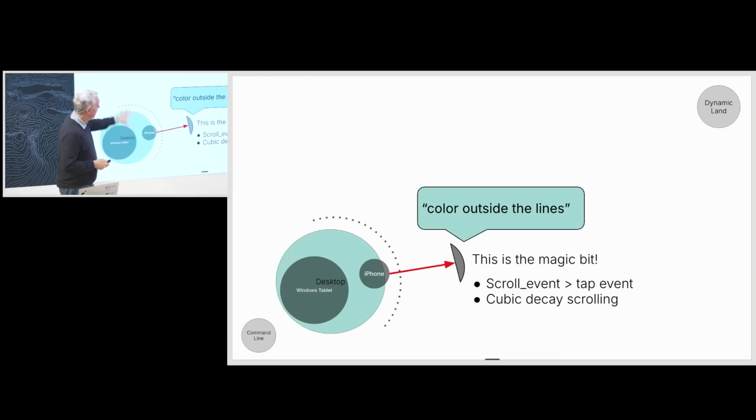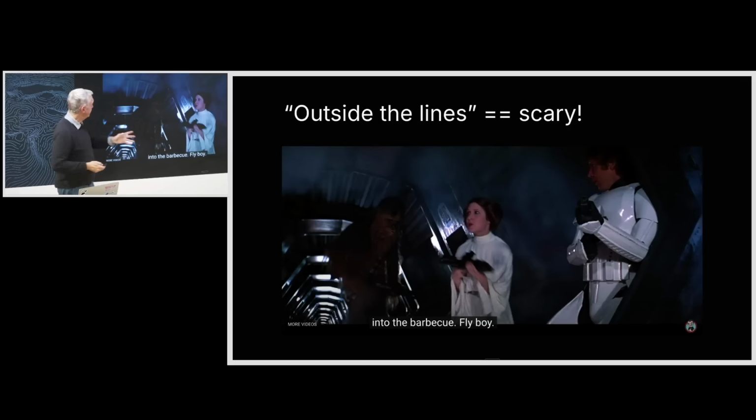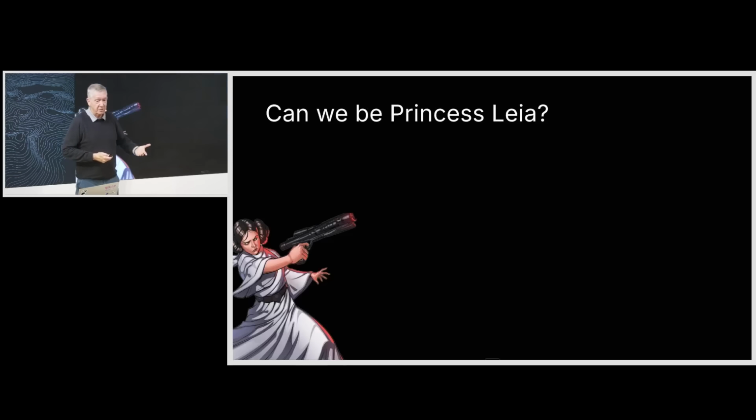So we have to color outside the lines, and that's what scares people. Remember that Star Wars scene, the original Star Wars, when they're all trapped, and the stormtroopers are shooting them, and Princess Leia grabs the blaster and blasts a hole in the floor, and they all jump in the trash compactor? Okay, that's what it feels like when you color outside the lines. If you do something that no one else has done before, you're jumping into the trash compactor.